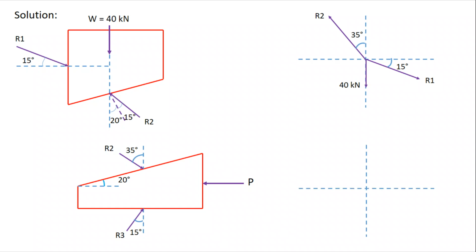So draw the force diagram for this. R2 acts left and downward, the P force acts to the left, and R3 acts upward. So one by one we draw the force diagram. R3 acts upward at an angle of 15 degrees, the P force acts to the left, and R2 acts downward at an angle of 35 degrees. So these are the separate free body diagrams for the block and the wedge, with the force diagrams also mentioned here.